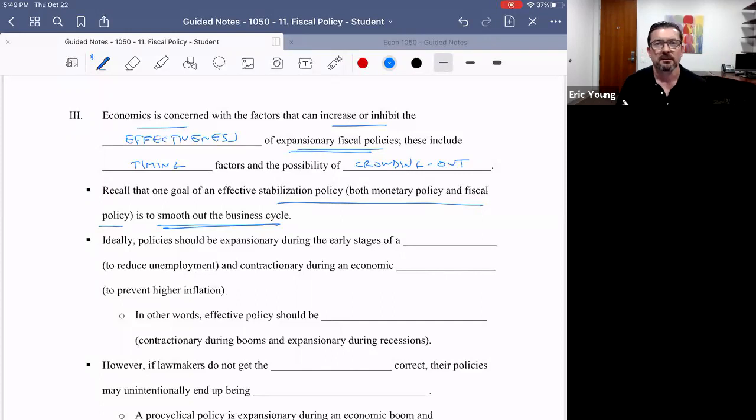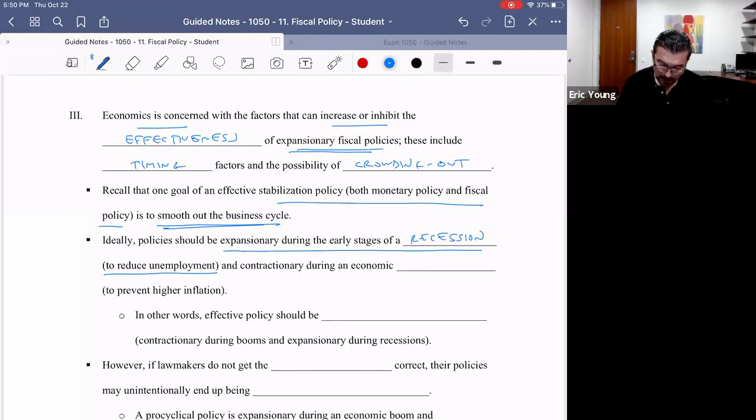Ideally, so here comes some jargon, but think about it. Put it in context. Ideally, policies should be expansionary during the early stages of a recession. Okay? Policies should be expansionary when we sense that a recession is beginning. And of course, we would do this because those expansionary policies can reduce unemployment. So ideally, in a perfect world, policymakers would put forward expansionary policies at the very beginning, at the very early stages of a recession, and this will reduce unemployment.